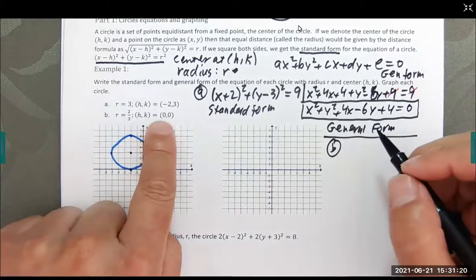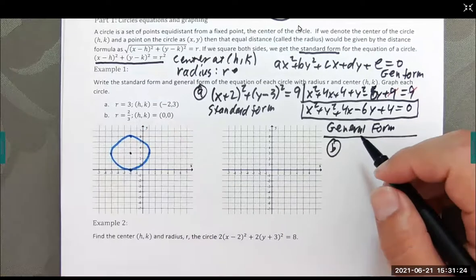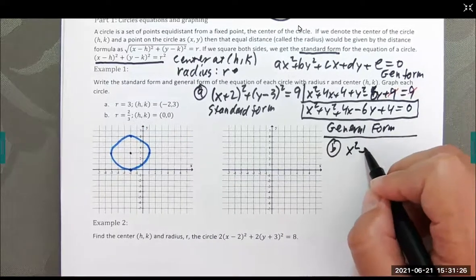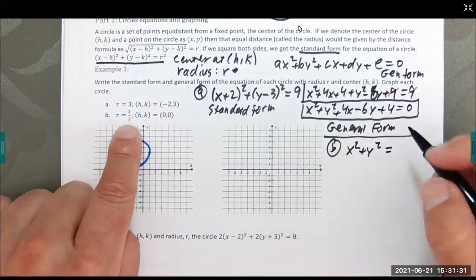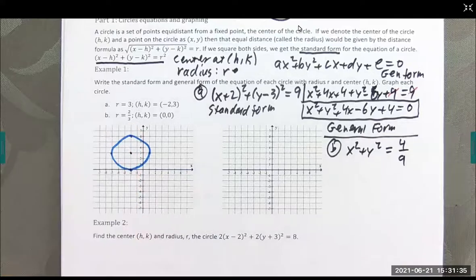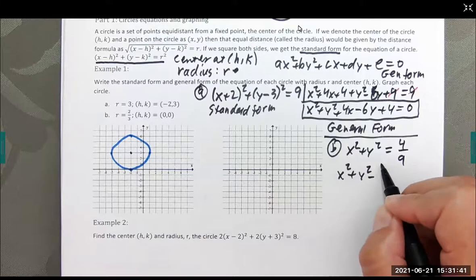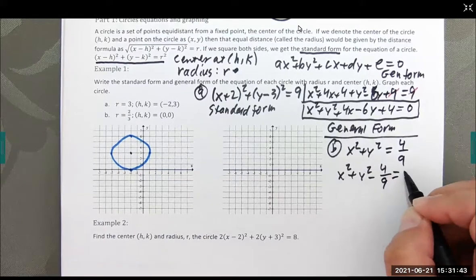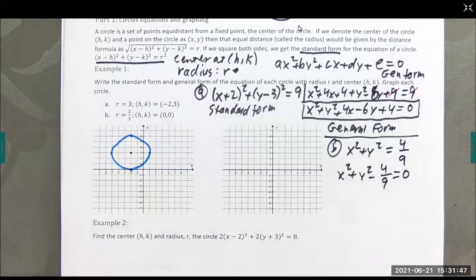So we have a center at 0 at the origin. That's nice. That means we have x squared plus y squared equals r squared. So that's going to be 4 over 9. So here's our standard form. Our general form looks almost the same. And we could multiply through by 9 if we wanted to, but this is fine.